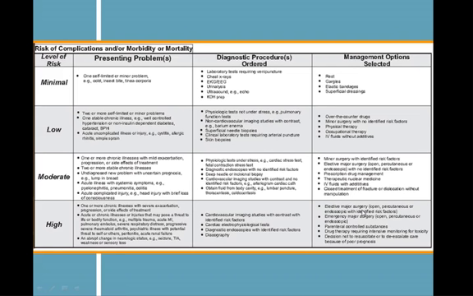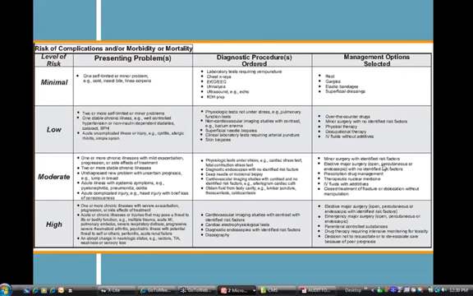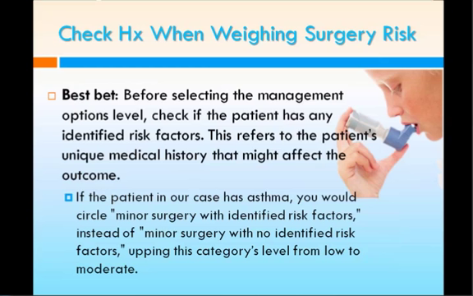The table of risk classifies a minor surgery as low risk, assuming the patient is generally healthy without comorbidities. A risk factor such as asthma increases the table of risk value. The best bet, before selecting the management option levels, is to check if the patient has any identified risk factors. This refers to the patient's unique medical history that might affect the outcome. For instance, if the patient in our case has asthma, you would circle minor surgery with identified risk factors instead of the minor surgery with no identified risk factors. And that would increase this category's level from low to moderate.